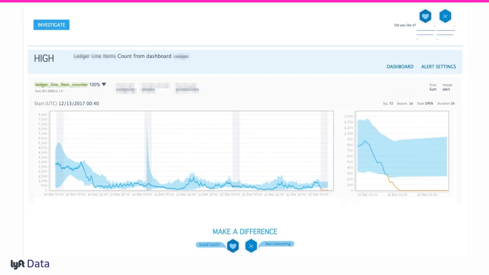So Anodot helped us detect that something was going wrong with a particular line item, and what was going wrong is that the count of line items that were going through the billing system was way below the expected value, and then ultimately plummeted to 0. So that helped us understand that something was going wrong and then escalate the problem to the appropriate teams.